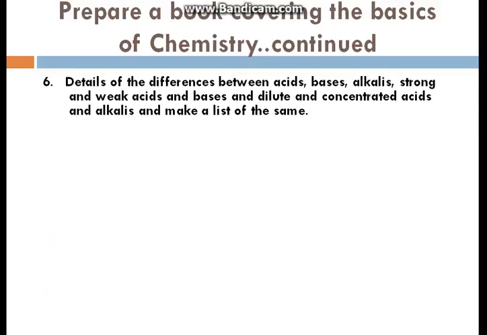Details of the differences between acids, bases, alkalis, strong and weak acids and bases, dilute and concentrated acids and alkalis, and make a list of the same. So ideally, you must know to differentiate between a dilute acid and a strong acid.